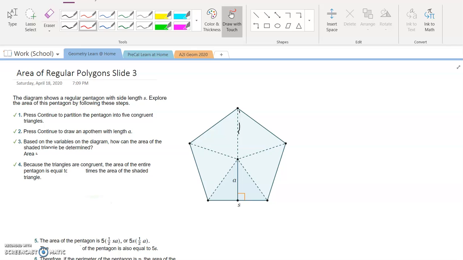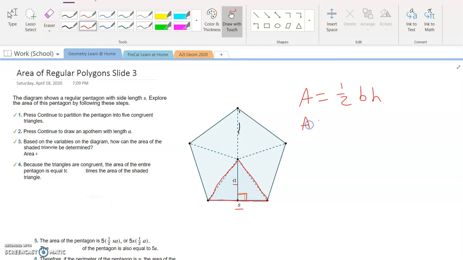On number 3, though, it says, based on the variables on the diagram, how can you find the area of the shaded region? Hopefully you can tell that the shaded region on your figure is this triangle right here. It's a little bit darker than the rest of the figure, and that's just a triangle. So we should be able to identify the area of a triangle equals 1/2 base of the triangle times height of the triangle. In this case, the base could be represented by S, and the height of the triangle that's perpendicular to the base can be represented by A. So the base is S and the height of the triangle is A.